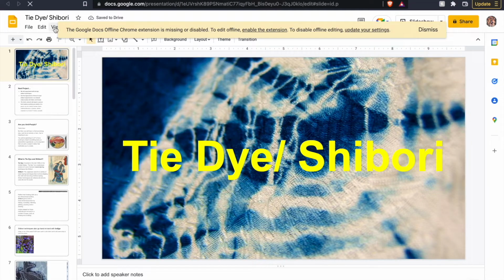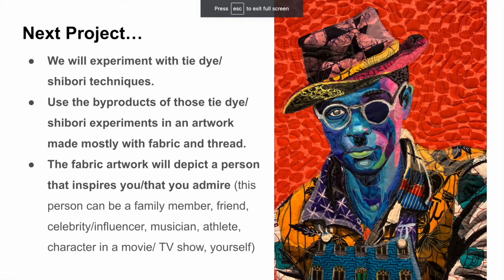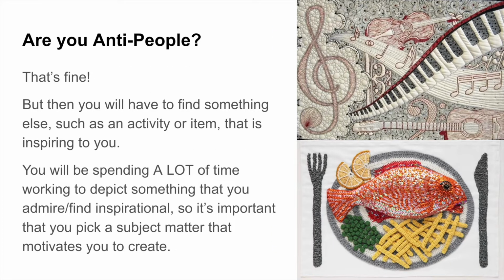So in class, we have dyed pieces of fabric and now we're making a fabric artwork. This is showing an artwork by the artist Bisa Butler. We will be doing a project online in your case, depicting a person that inspires you or that you admire. This person can be a family member, friend, celebrity, influencer, musician, athlete, character in a movie, TV show, or a story, or yourself. If you are anti-people, that's okay, but you have to come up with something else.